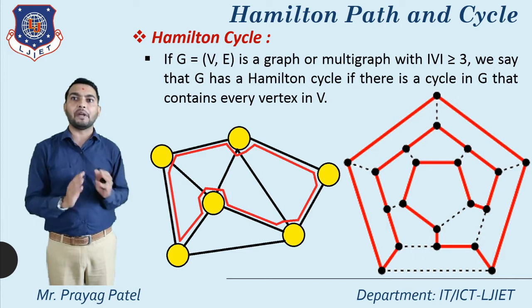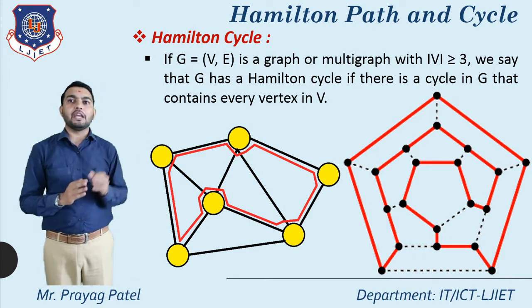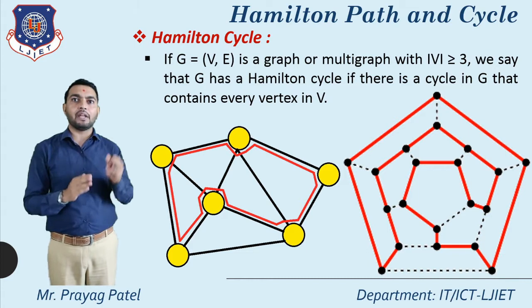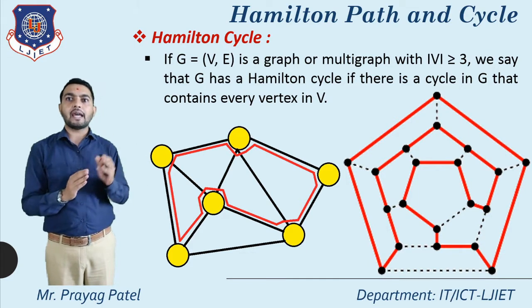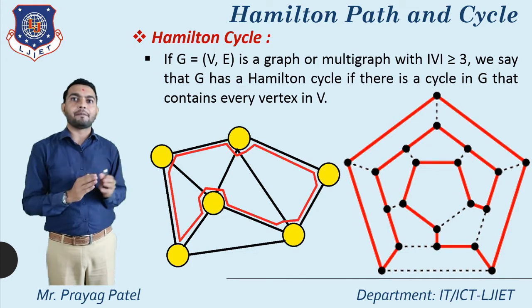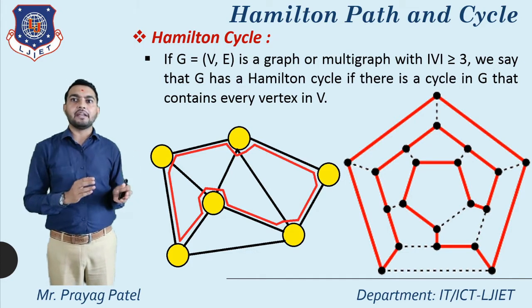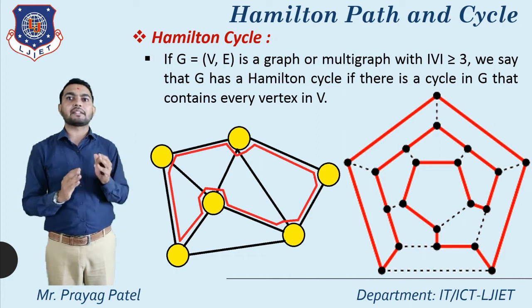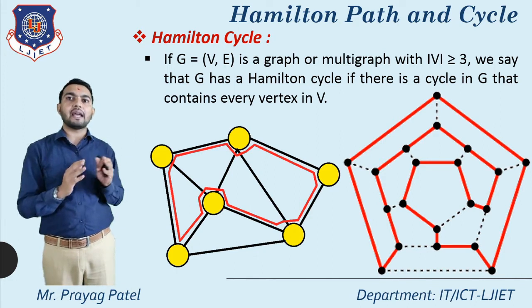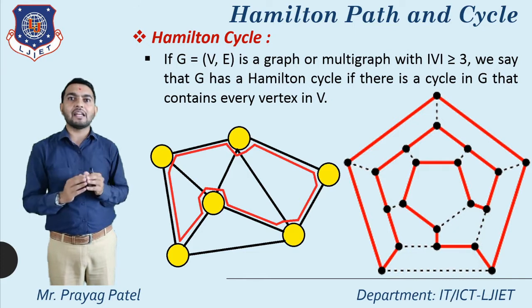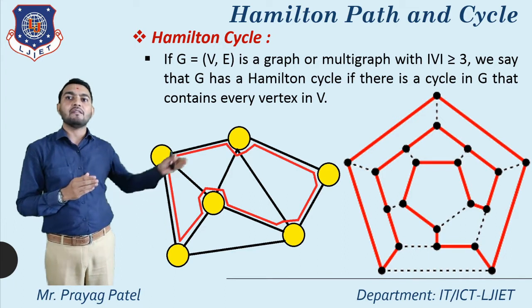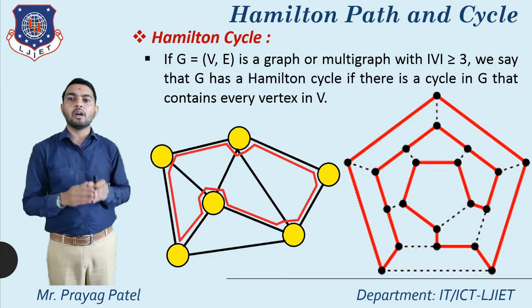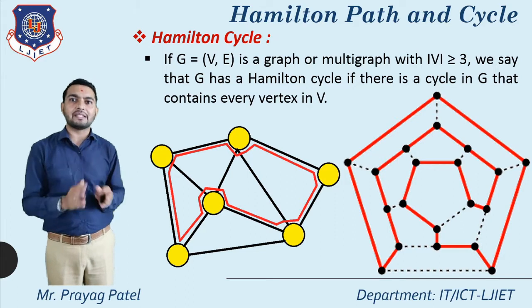So we cover each and every node, and no vertex or edge is repeated. If G equal to (V, E) is a graph or multigraph with V greater than or equal to 3, we say that G has a Hamilton cycle if there is a cycle in G that contains every vertex in V. So we cover each and every vertex in V, and your starting point and ending point must be the same because it is a cycle. So this figure is considered a Hamilton cycle. We visit each and every node one by one. No node is repeated, and no edge is repeated either.